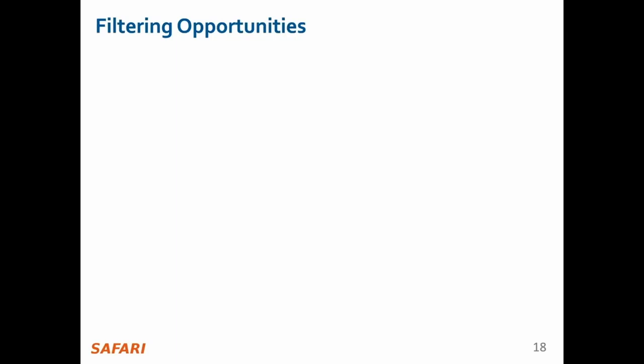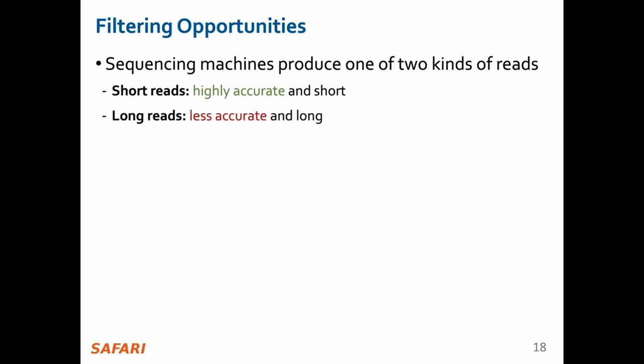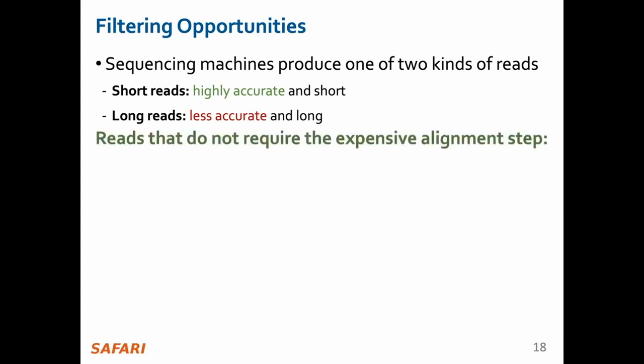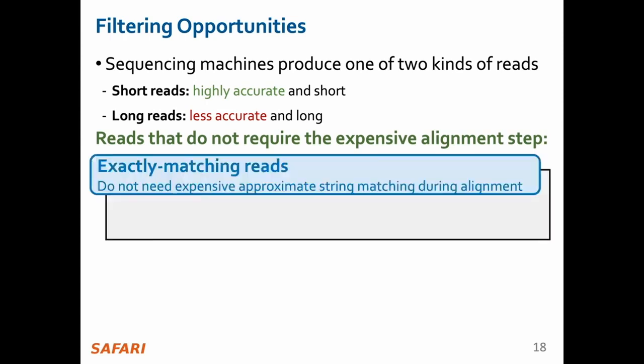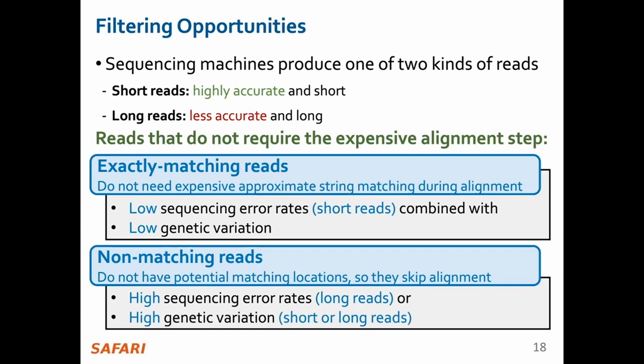So now let's take a look at filtering opportunities based on various input datasets with different properties. Sequencing machines produce one of two kinds of reads. First are short reads that are highly accurate but short, and long reads that are less accurate but long. Reads that do not require the expensive alignment step, and therefore are good candidates for the in-storage filtering which we leverage in this work, are exactly matching reads that do not require expensive approximate string matching during alignment. That frequently occurs with short reads that have low sequencing error rates and also low genetic variation. The second class of reads that can be filtered simply are non-matching reads that do not have any potential matching locations, and they can skip alignment. Examples of these frequently happen with high sequencing error rates, such as long reads, or long or short reads that have a high degree of genetic variation.